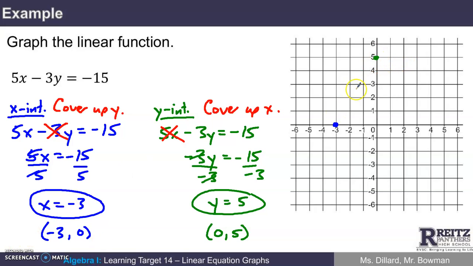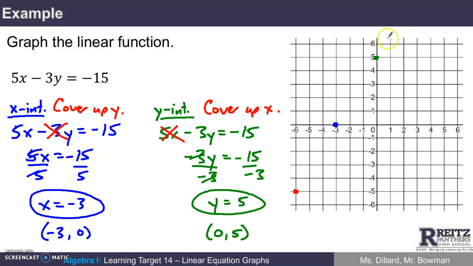Now, I've got 2 points that are on the graph. I could think about finding the slope between them. A slope of up 5 and right 3, 5/3. I don't really necessarily need to write that slope. What I need to do is to use that pattern to find other points on the line. So I could go up 5 and right 3, or in this case, I could go down 5 and left 3. And that would find me another point on the line.